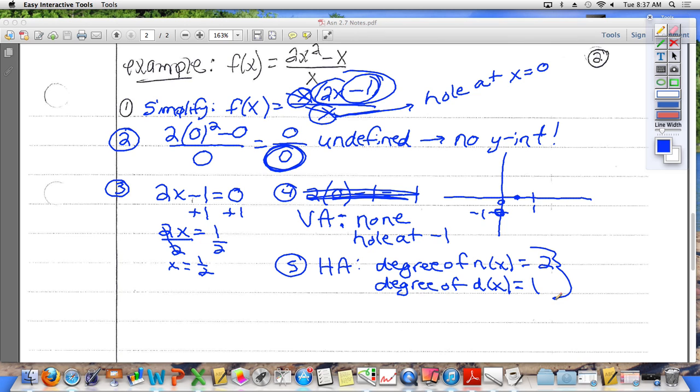Yeah, that means there's going to be no horizontal asymptote. So we have no vertical asymptote. We have no horizontal asymptote. The only thing that we have going on here is that we're going to have a hole in our graph at an x value of 0.